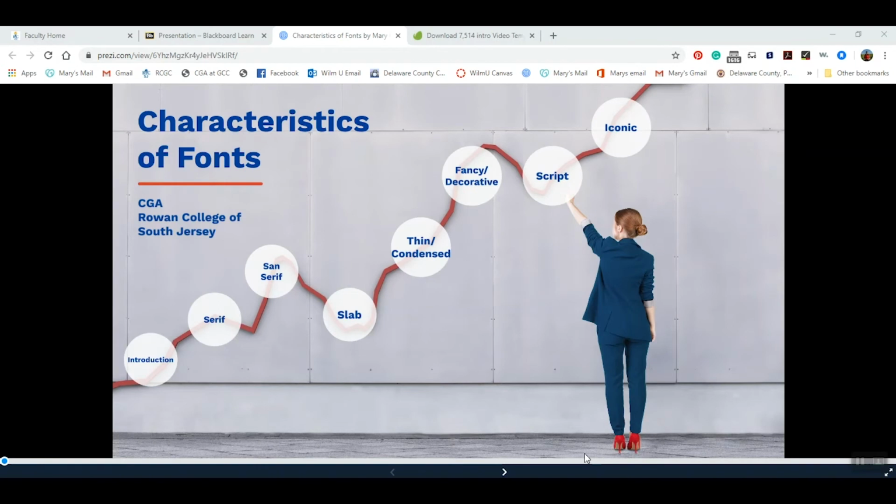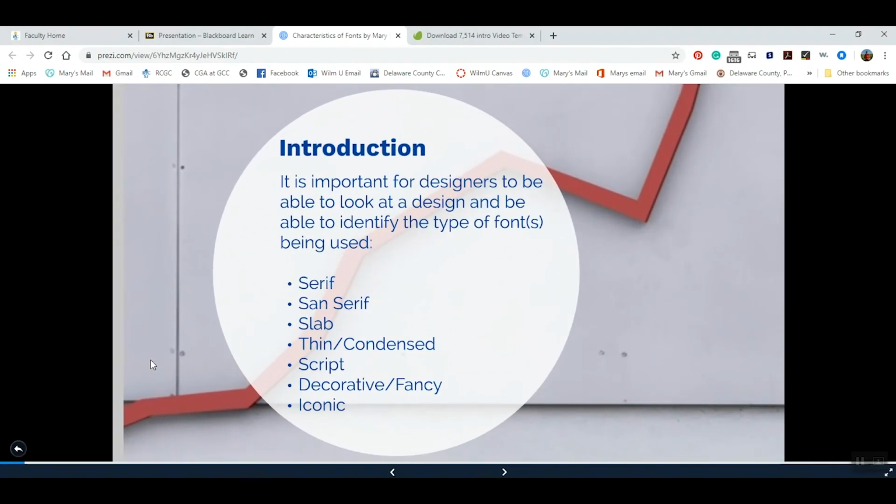Okay, CGA 103 students, this next lecture is on the characteristics of fonts, which is another important skill that we need to get you to understand as this is a foundation class. Designers, type designers create fonts in different ways, and they're divided into different categories. We're going to go over each of the categories so you can identify each of the fonts. The last quiz, number 4, is going to be all about identifying fonts in addition to understanding the characteristics of them.